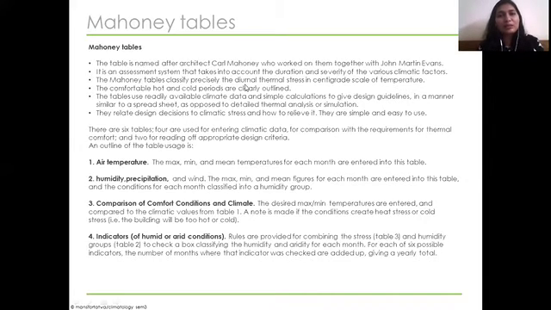Mahoney's tables classify precisely the diurnal thermal stress in centigrade scale of temperature. Okay. Temperatures here are in centigrade. Many a time you will find Mahoney's tables are charted in Fahrenheit also. The comfortable, hot and cold periods are clearly outlined. Tables use readily available climatic data which you have collected in the previous submission, and simple calculations give the design guidelines in a manner similar to a spreadsheet, as opposed to detailed thermal analysis or simulation.